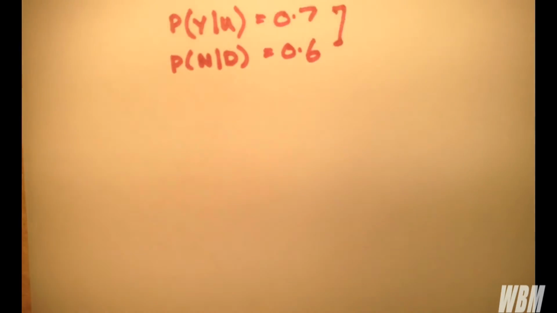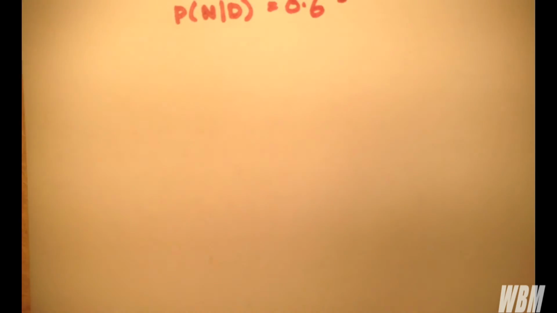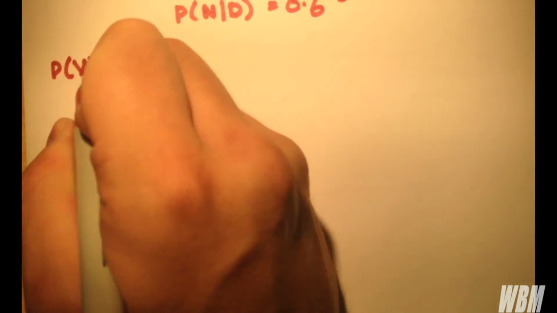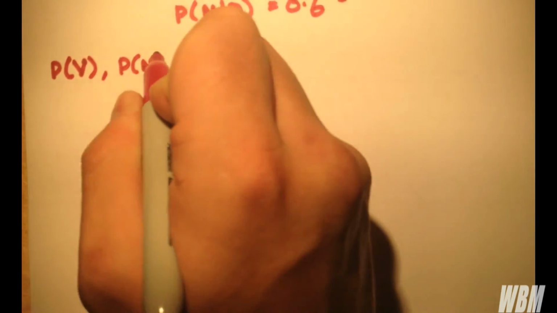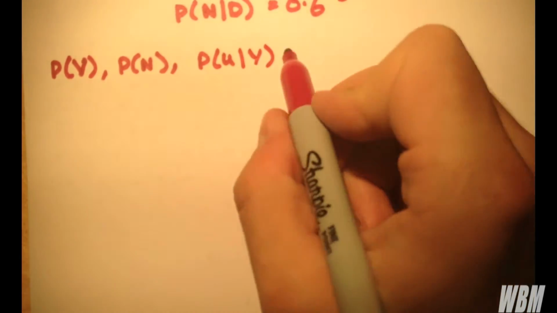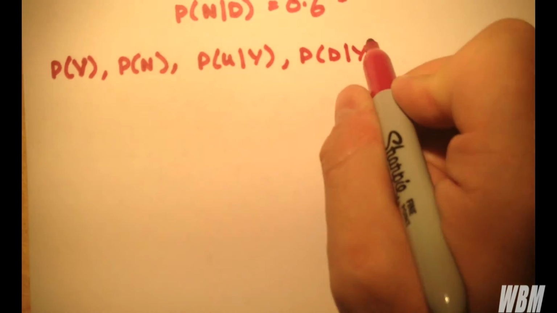I'm not going to go into too great a detail because this is all sort of due to your choice. So we need to know probability yes, probability no, probability up given yes, and the probability of going down given yes.